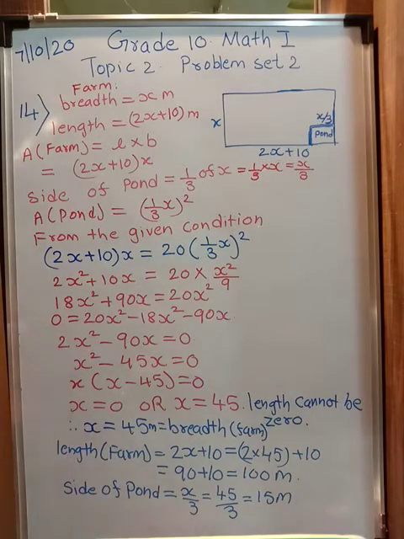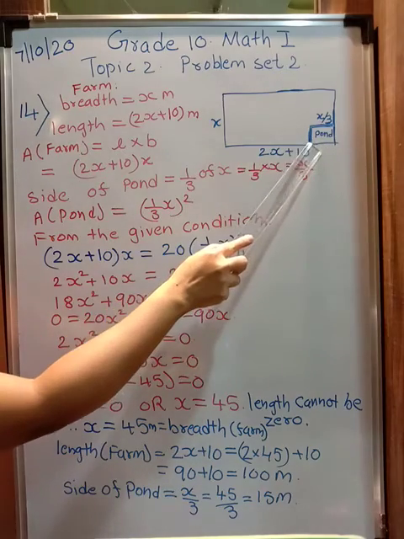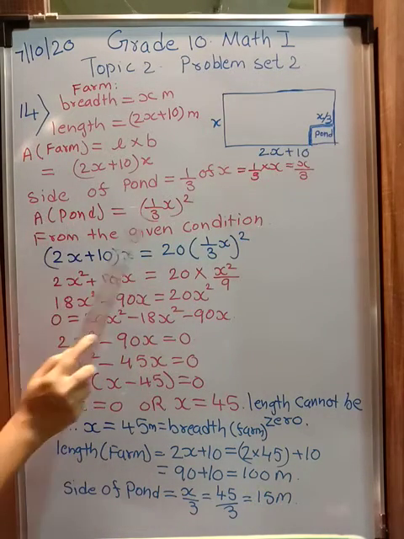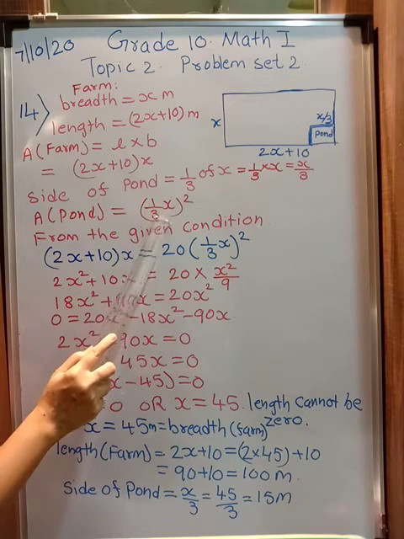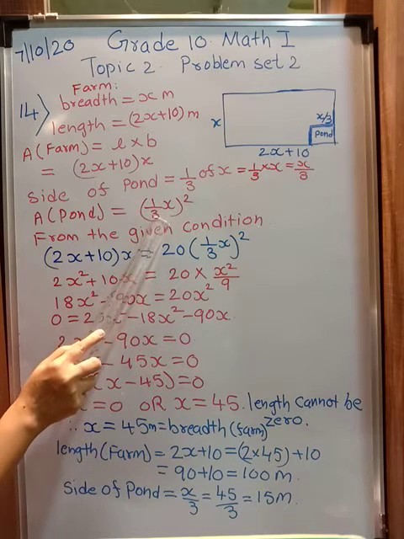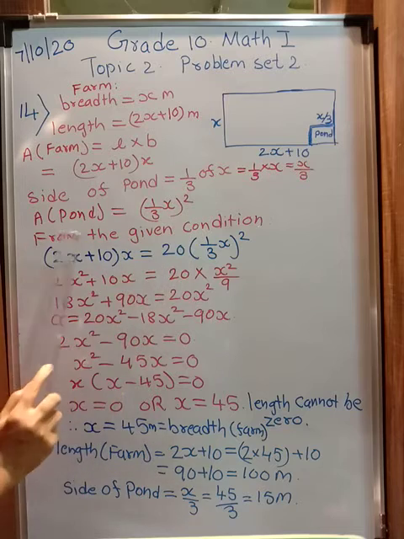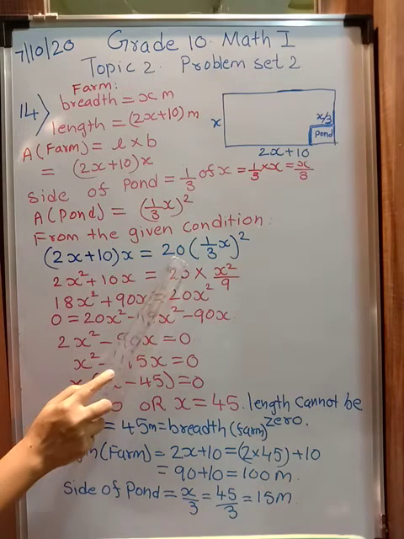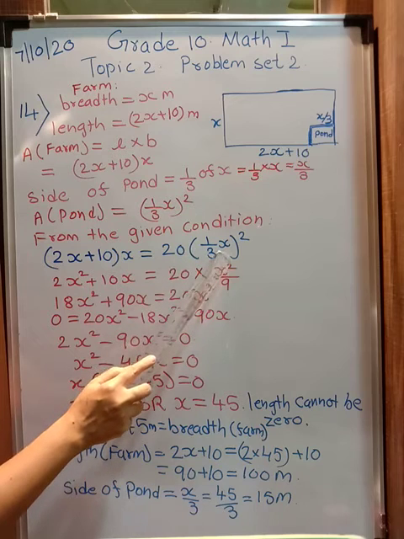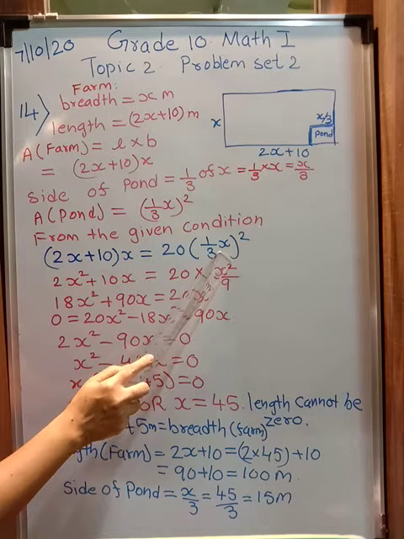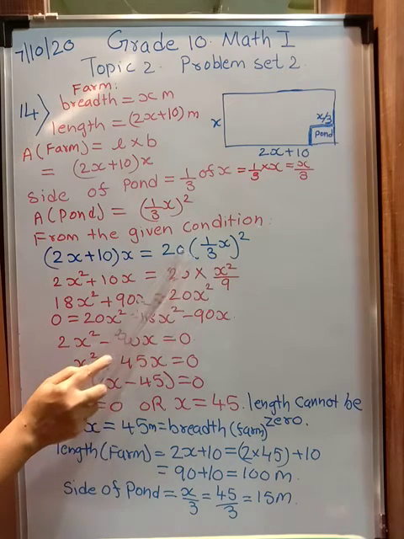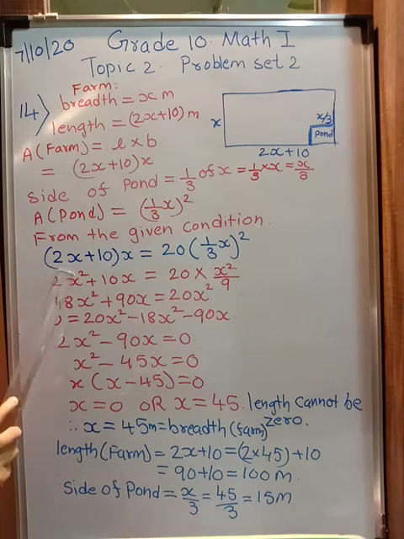Now see what is the condition given. This pond is square in shape. So area of the pond will be side square. So area of the pond is the side of the pond, that is 1 upon 3x or x upon 3, and its square. Now what is the condition? Area of the rectangular field is 20 times the area of pond. Alright. So what is area of pond? (1 upon 3x) square into 20 will be equal to area of the rectangular farm.